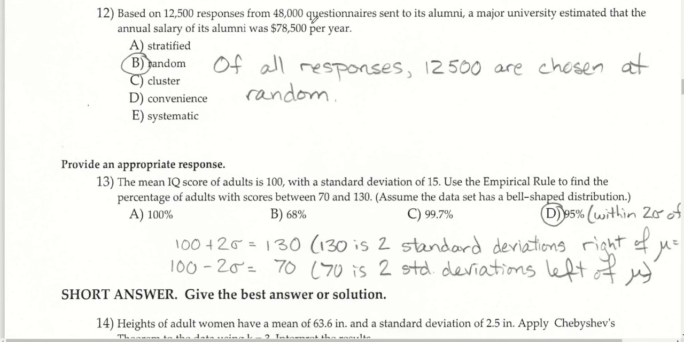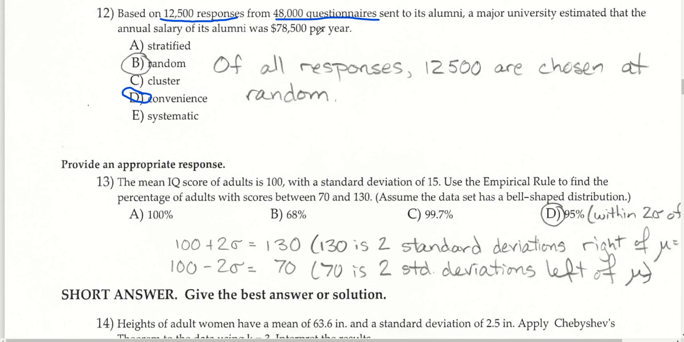Because in many ways, if these are the responses from the questionnaires that we're receiving, so if we didn't receive all 48,000 back, and we only received 12,500 back, then that would constitute what's called a convenience sample, because we're only using those values from people that actually responded to us. It was a convenient result that we were using here.